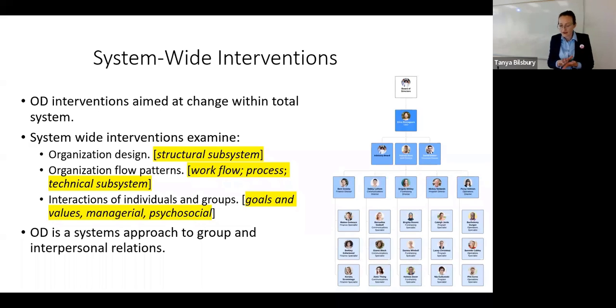So in a hierarchy, why is it those people on the top who have the most clout? Well, because they set the tone and the standards, and they administer the rewards and the punishments and decide what the rules are, and basically get the people down the hierarchy to follow along. OD is a systems approach to all this, to group and interpersonal relationships.